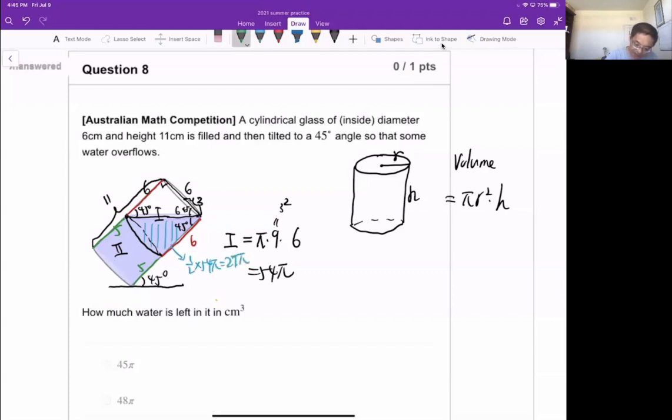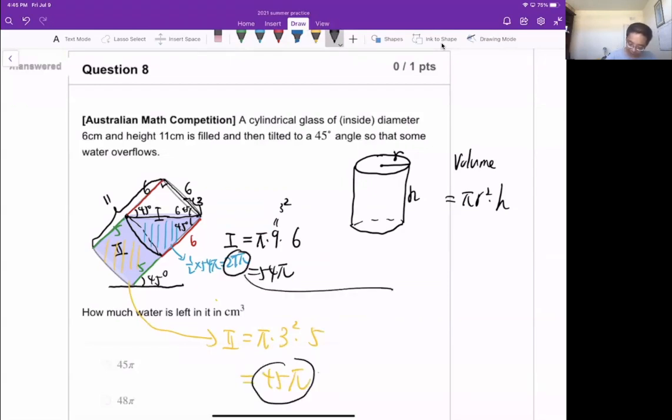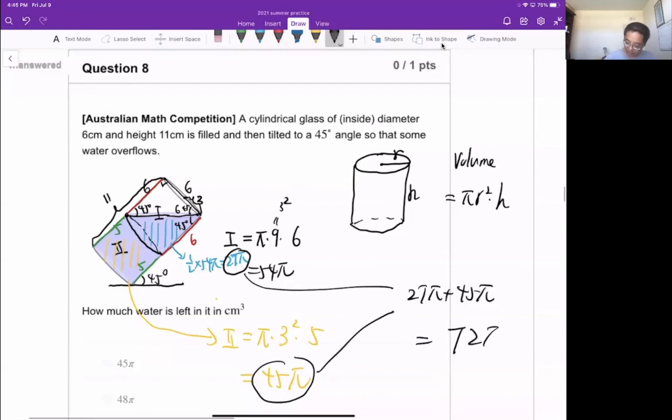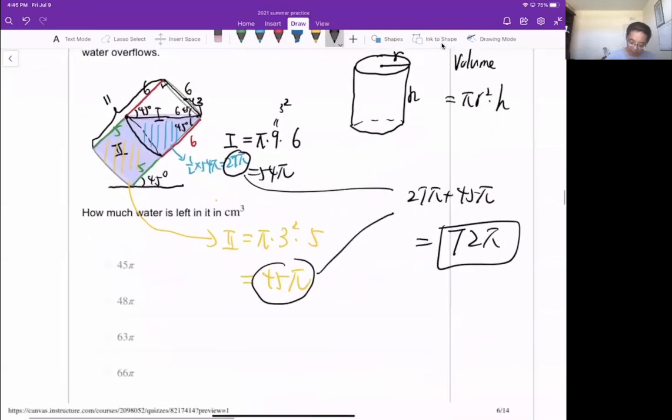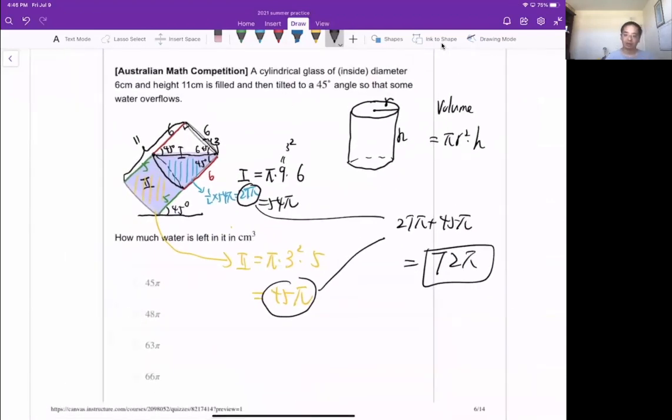Now we want to calculate the second part, part 2. Part 2 is just pi times, again, the radius is 3 squared, and the height is 5. Okay, so it's 45 pi. Now we just add them together. 27 pi plus 45 pi will give us 72 pi. So 72 pi is the volume of the remaining water.